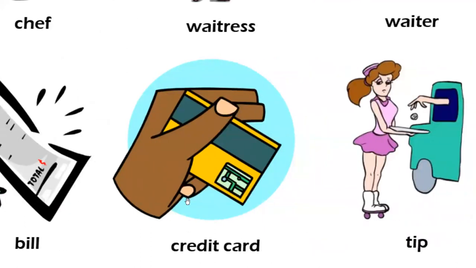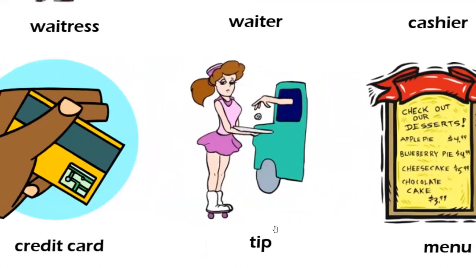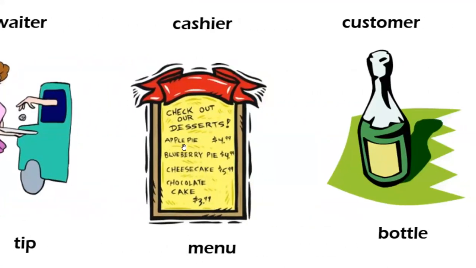Then we have a credit card, that is an option to pay for your food. And it's very common that in the restaurant you leave a tip, that in Spanish will be propina. A tip that you give for the good service that the waitress or the waiter gave you. Then in a restaurant, we also have a menu where they tell us all the food and drinks that they offer with their prices. And also, normally they sell bottles of wine and bottles of champagne, depending on the restaurant you go to.